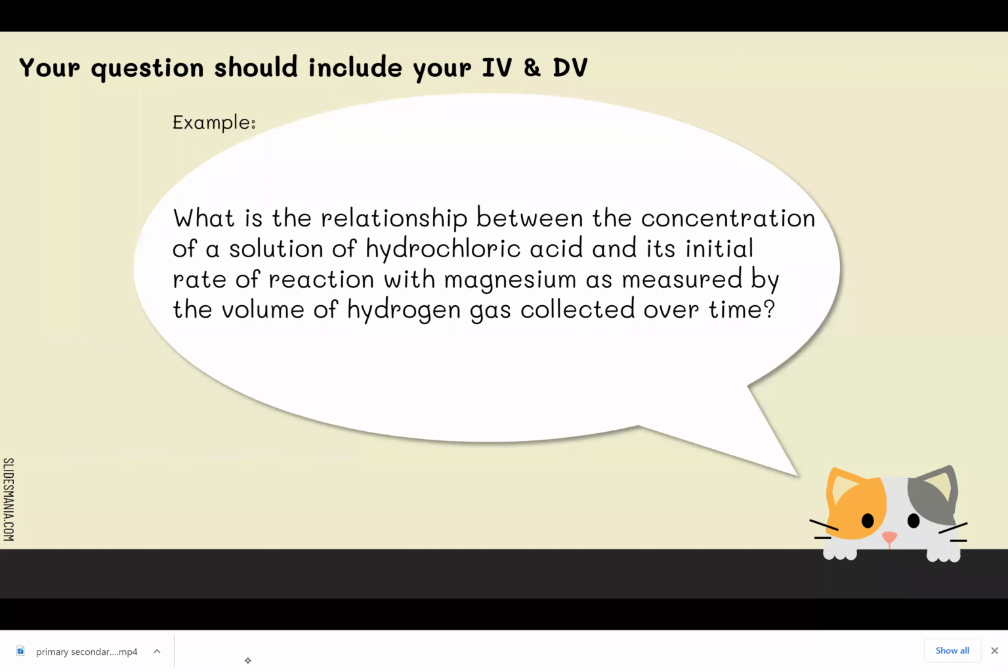For instance, I could say, what is the relationship between the concentration of a solution of hydrochloric acid and its initial rate of reaction with magnesium as measured by the volume of hydrogen gas collected over time? Whew. That is actually concise, even though it's really long. It's a mouthful, right? But it tells me exactly what reaction I'm doing. It says what my independent variable is. It tells me what my dependent variable is and how I'm measuring it. So this gives somebody that is out in the real world of chemistry the opportunity to know what your research is about, so they can decide right off the bat, is it something that they're going to spend their time reading or not?